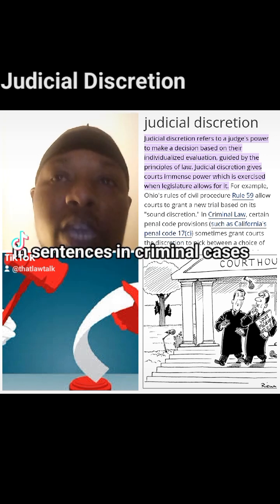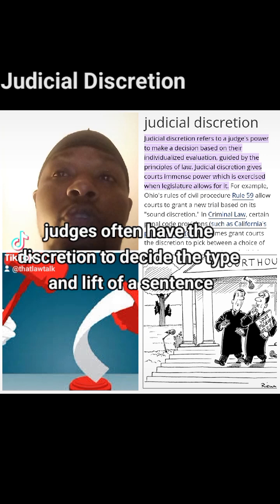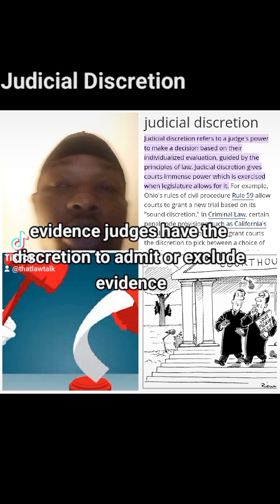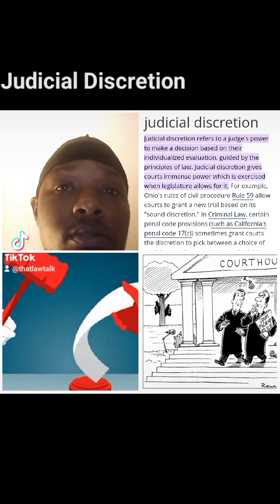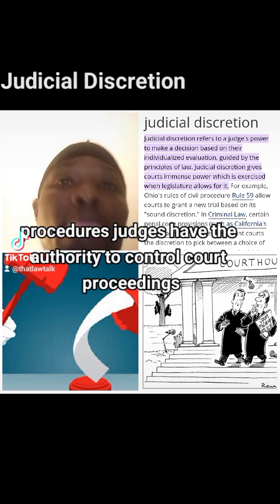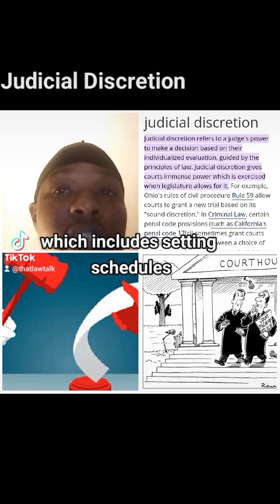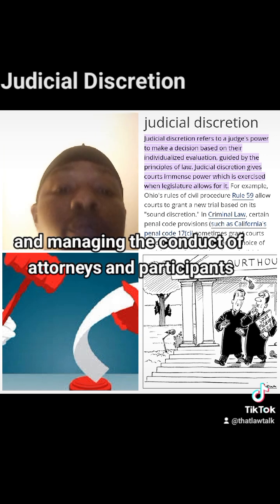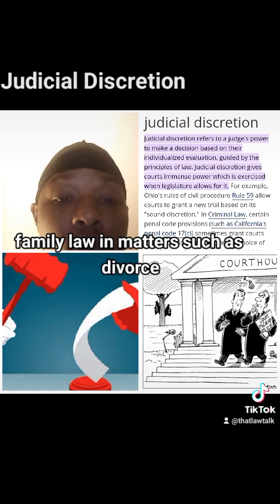In sentencing, in criminal cases, judges often have the discretion to decide the type and length of a sentence within the boundaries set by statutory guidelines. Evidence. Judges have the discretion to admit or exclude evidence. Procedures. Judges have the authority to control court proceedings, which includes setting schedules, deciding motions, and managing the conduct of attorneys and participants.